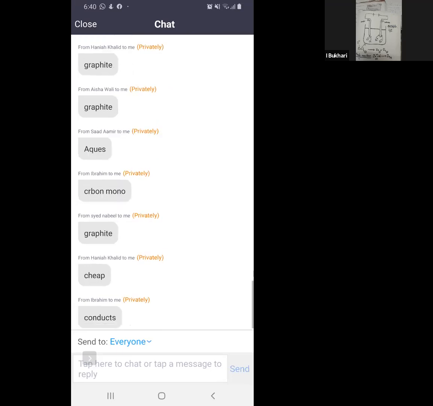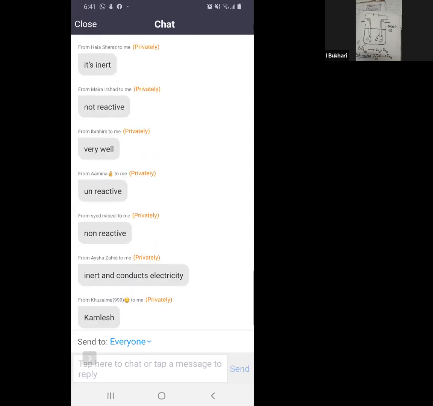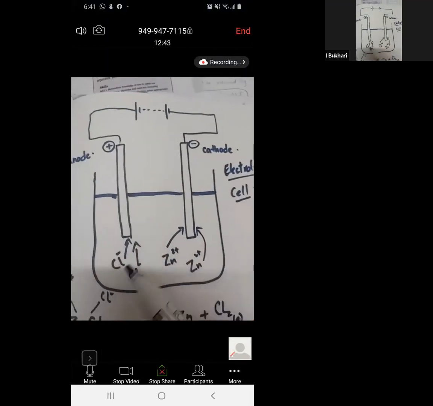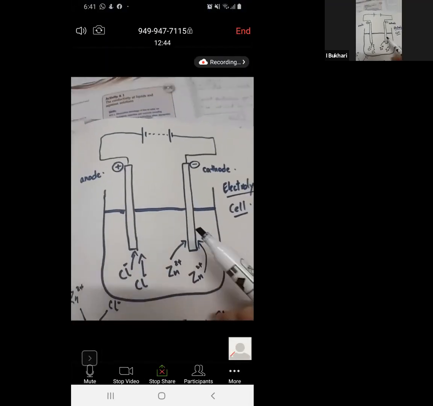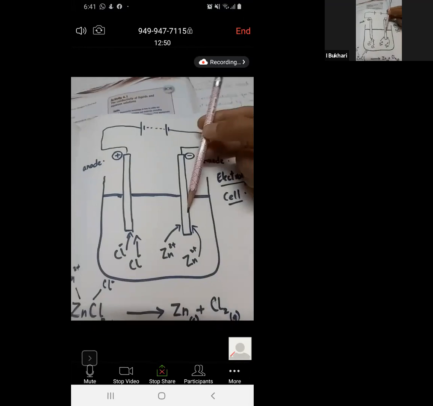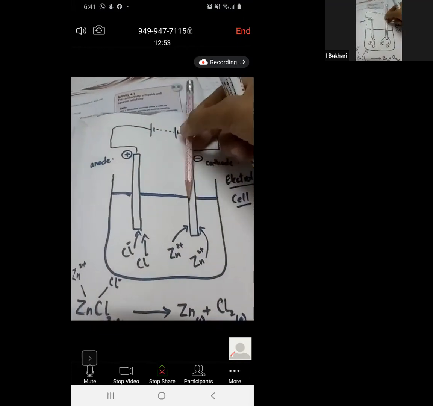Yes, it's economical. It's cheap. Very good, Hania. Another: it's inert. Yes, Hala. So these are the 2 points. These are the two advantages of using graphite in electrolysis. Yes, unreactive, inert, unreactive; you can use either term. So graphite is inert. It will not react with the electrolytes. It will not react with the ions involved, and therefore will not disturb our results. And secondly, it is cheap as well. Just take out a lead out of a pencil and it will work as your electrode.